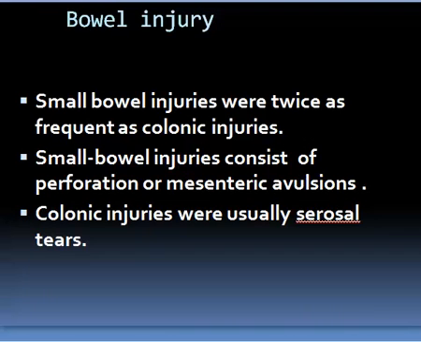Bowel injury. Small bowel injuries were twice as frequent as colonic injuries. Small bowel is more than colonic. Small bowel injuries consist of perforation or mesenteric avulsion. Colonic injuries are usually serosal tears. As we said before, because the mesenteric vessels, superior, inferior, and celiac, are all in the middle, small bowel injury is usually due to avulsion of this mesentery.